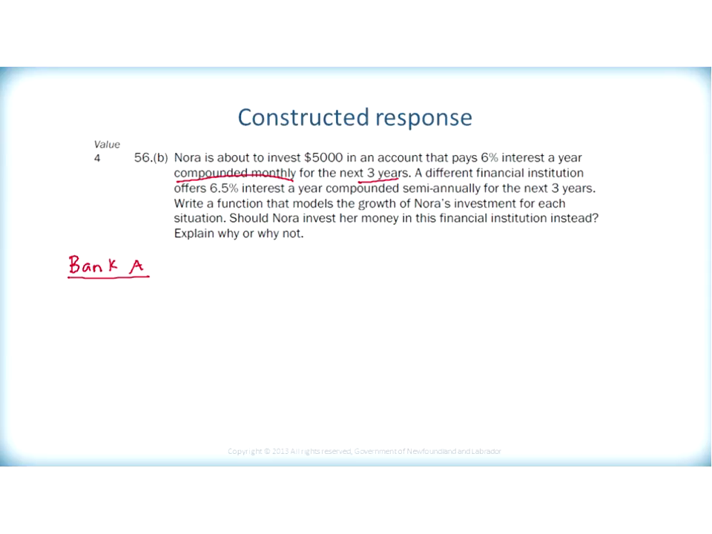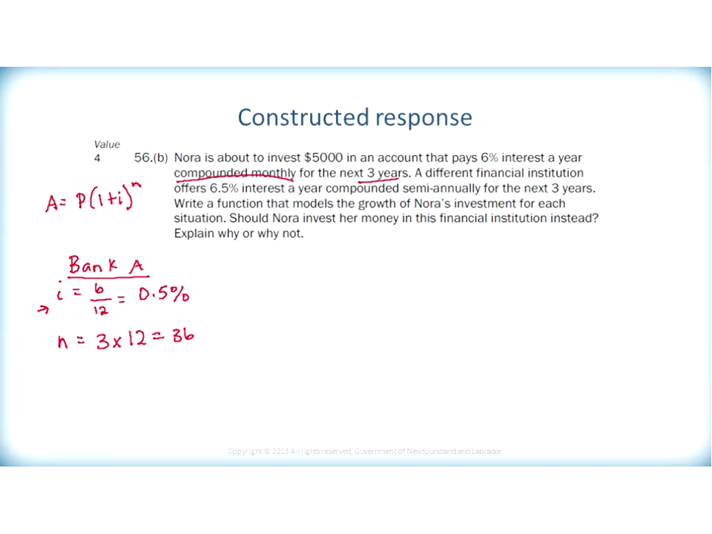Bank A, her interest is equal to 6%, but it's compounded monthly, so that's 12. So her interest is 0.5%. Her number of compounding periods N. Since this is a financial application, we have A equals her principal, 1 plus the interest to the power of compounding periods. And once again, the interest equals the total interest per year divided by the number of compounding periods. And the compounding periods will equal the time, which is 3 years in this case, times 12, because it's 12 times per year, which equals 36 compounding periods.